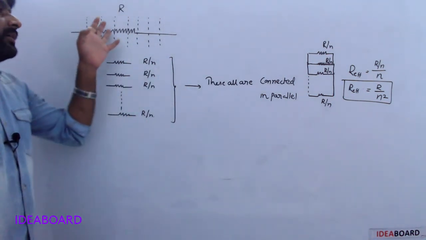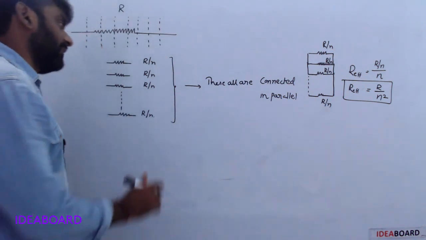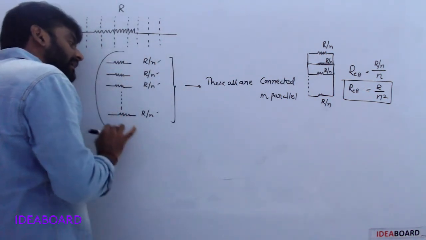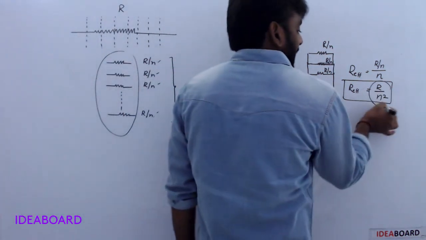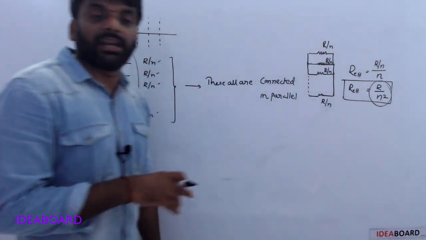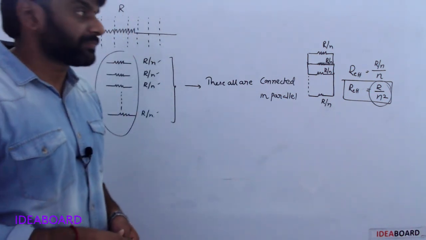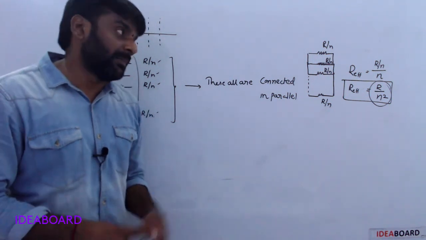Once again, one wire cut into n equal parts, each one having resistance R by n. These are all connected in parallel. The final answer is R by n square. Understood? Okay. In the next class I will explain some applications.